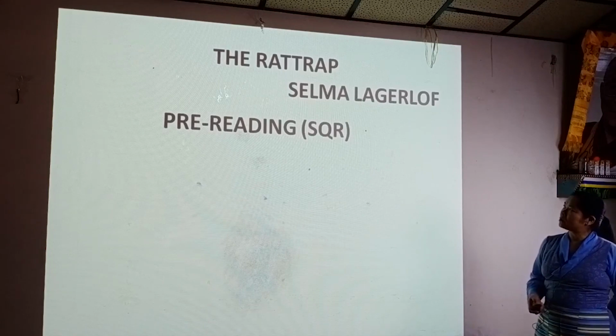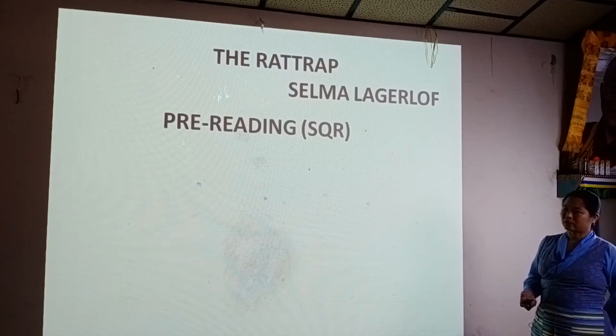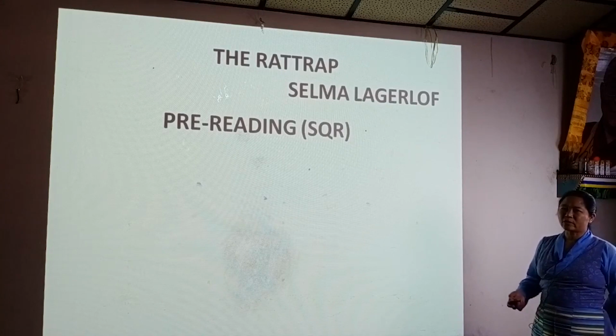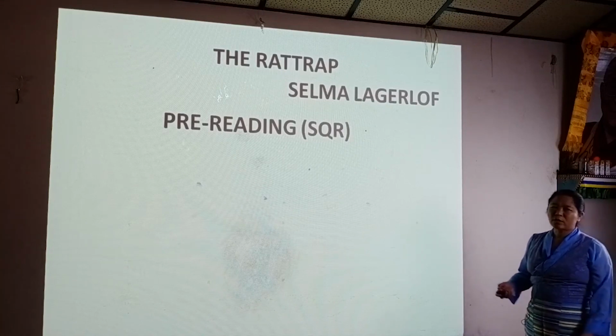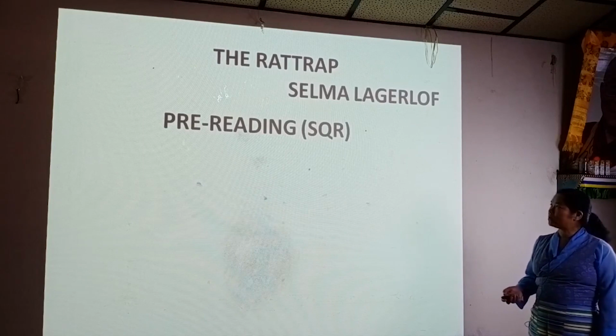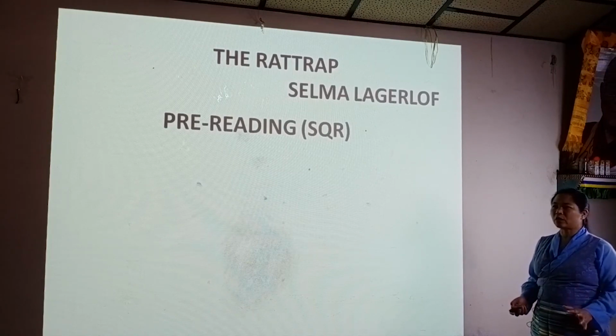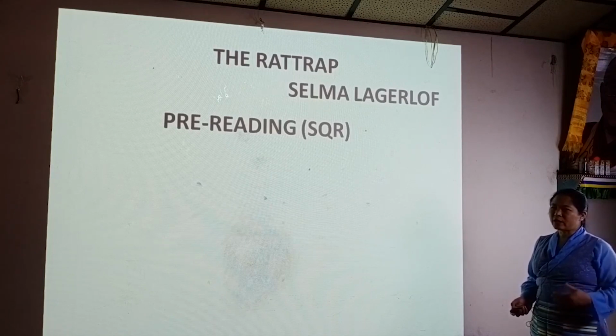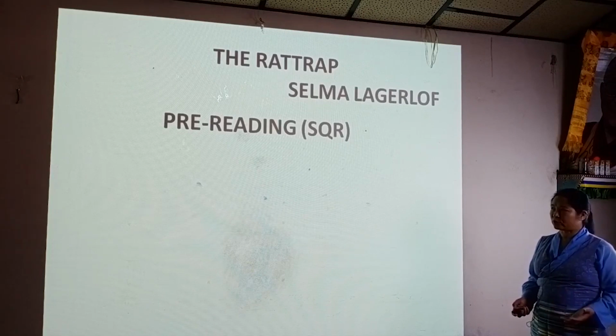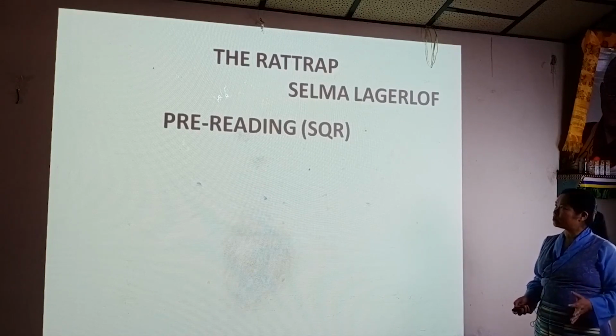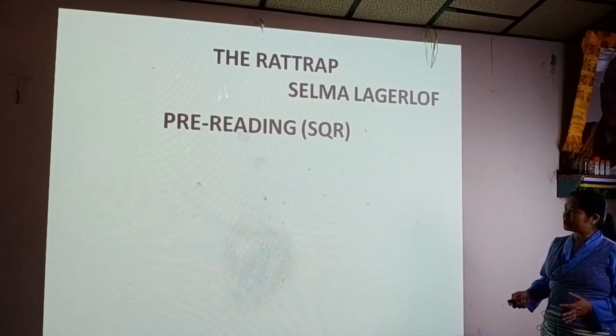And the technique is called SQR. S for survey or scheme, Q for question, and R stands for read. As I have mentioned before, pre-reading is very important for you to give a direction into what you are reading. It will lead you to your destination, which is comprehension, understanding what you read. So we'll use the same technique today as well.